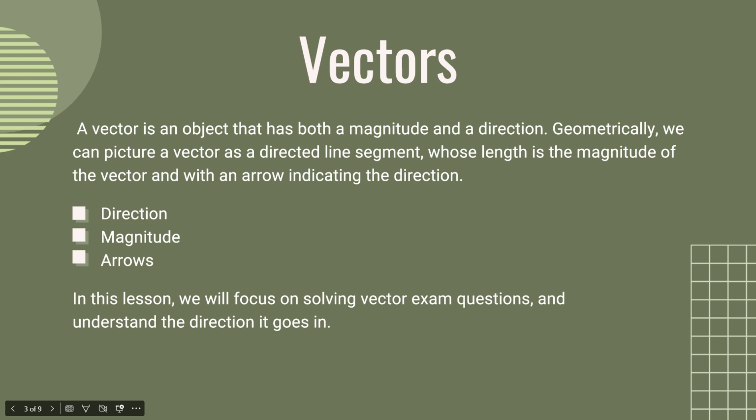So, what are vectors? A vector is an object that has both a magnitude and a direction. Geometrically, we can picture a vector as a directed line segment, whose length is the magnitude of the vector and with an arrow indicating the direction. In this lesson, we will focus on solving vector exam questions and understand the direction it goes in.